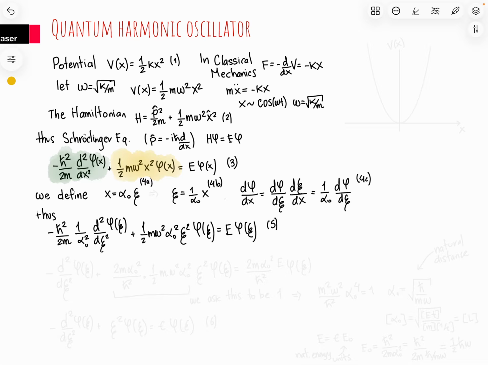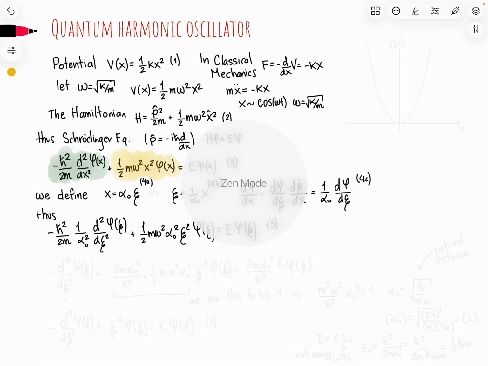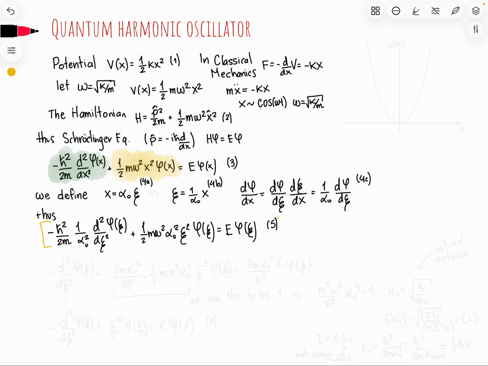So it appears 1 over alpha naught squared downstairs in the first term, coming from the second derivative. And in the second term, we have an x squared that we can substitute using 4b, and we have this expression. Usually, what you do is divide, leaving the term with the highest derivative alone. So we multiply the entire equation by 2 times m over h bar squared, alpha naught squared.